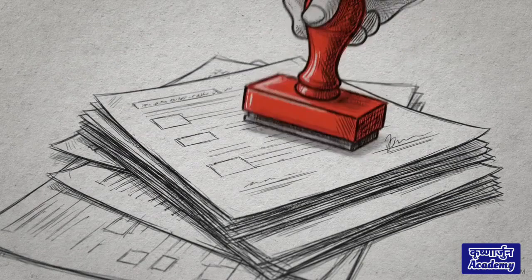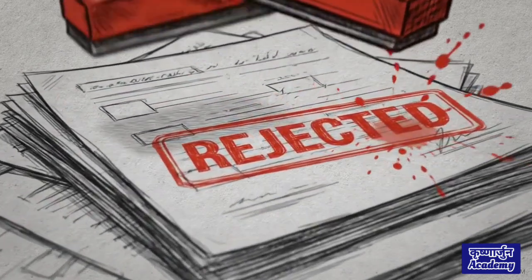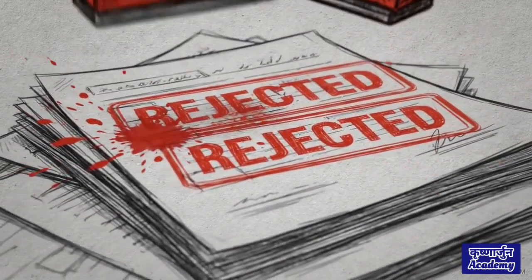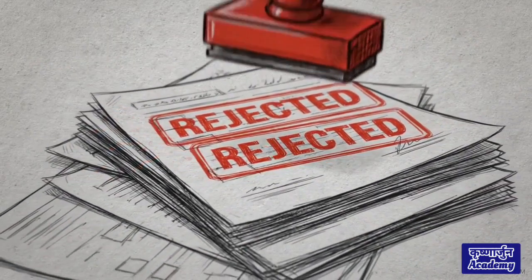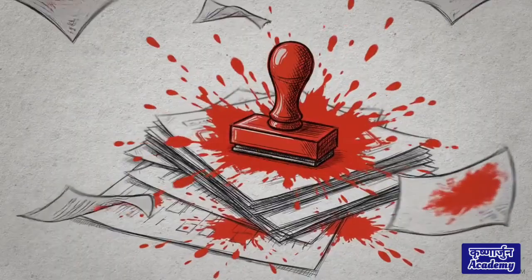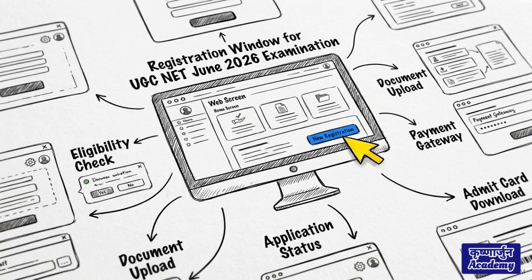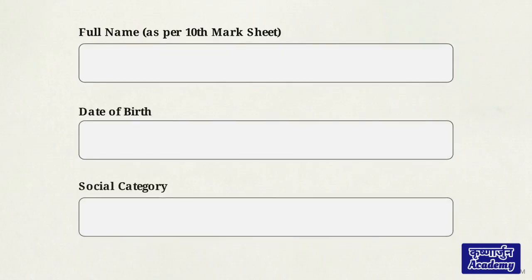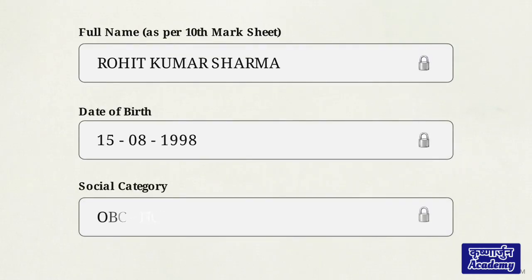The registration window for the June 2026 UGC NET is officially open. Every cycle, thousands see their applications rejected over tiny, completely preventable clerical errors. We are going to walk through this portal step by step. We will lock down every critical data entry field, ensuring your application clears every system check.